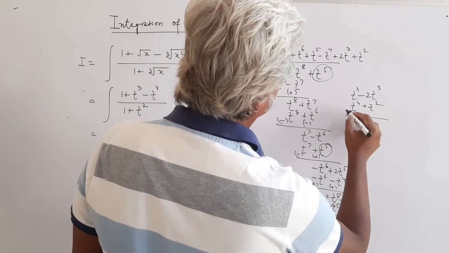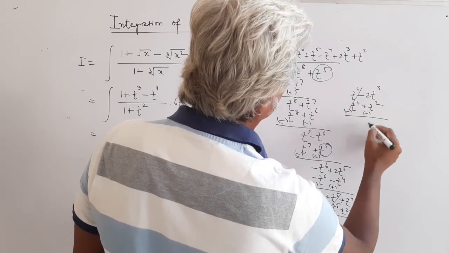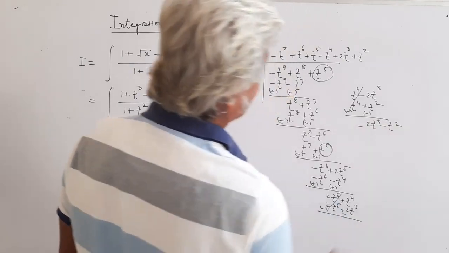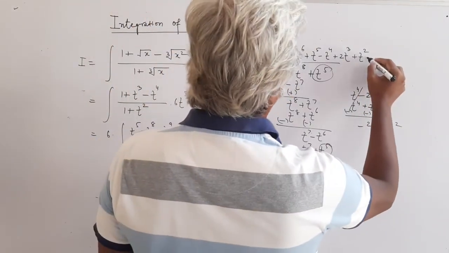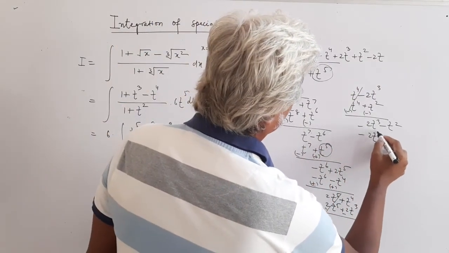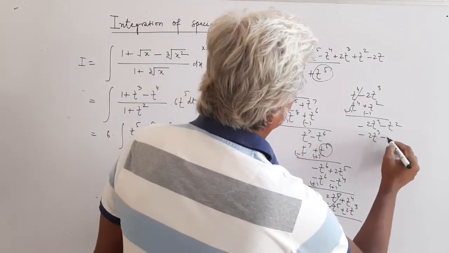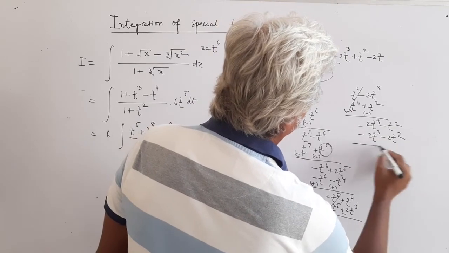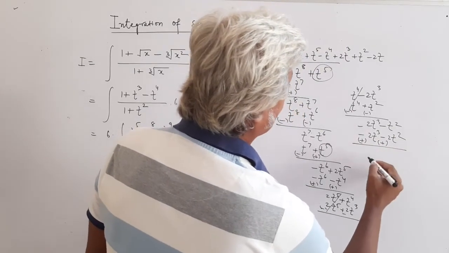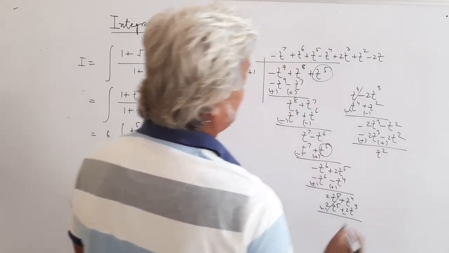Then I write here this minus, this cancels, this is also minus. So minus 2t cube minus t square. Then I write minus 2t. So this is minus 2t cube minus 2t square, and this is plus and this is plus. So 2t square minus t square is t square only.